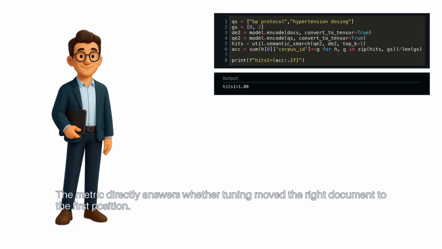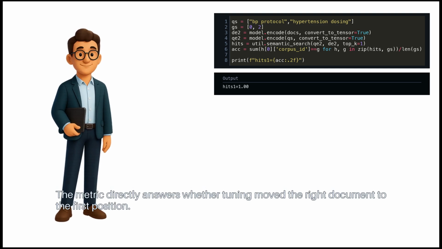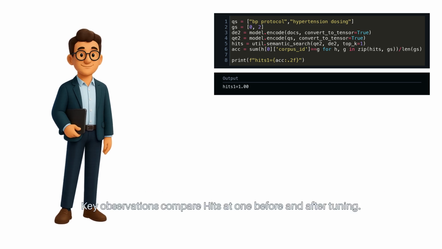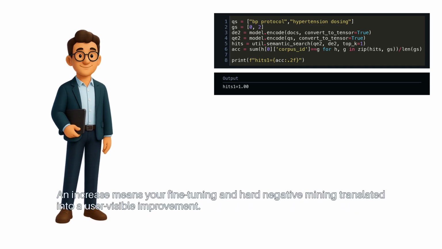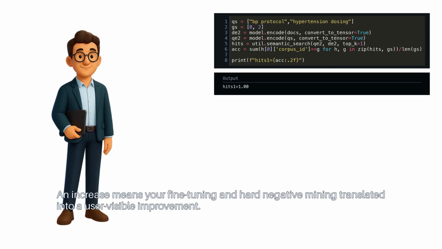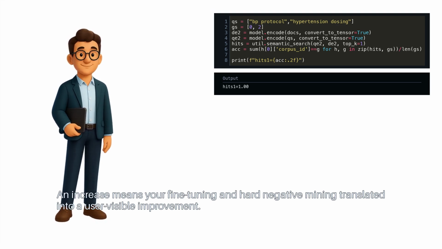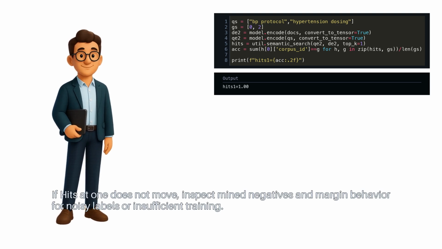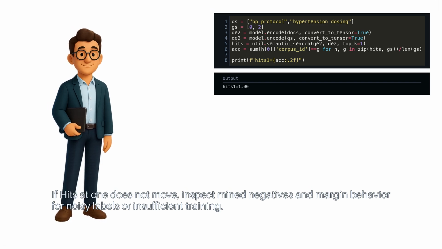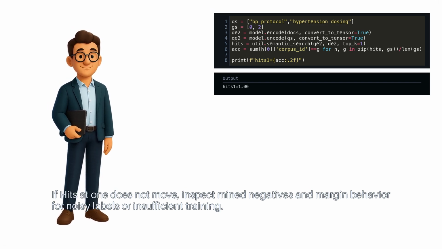The metric directly answers whether tuning moved the right document to the first position. Key observations compare hits at 1 before and after tuning. An increase means your fine-tuning and hard negative mining translated into a user-visible improvement. If hits at 1 does not move, inspect mined negatives and margin behavior for noisy labels or insufficient training.